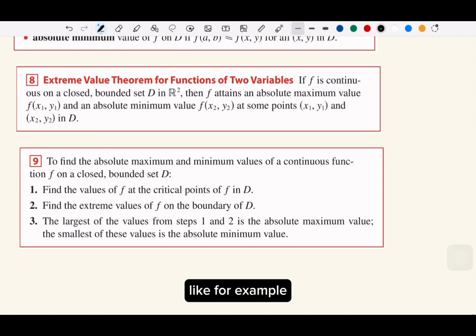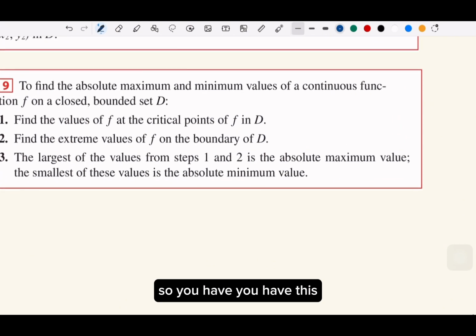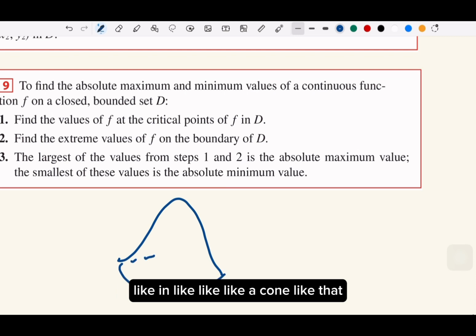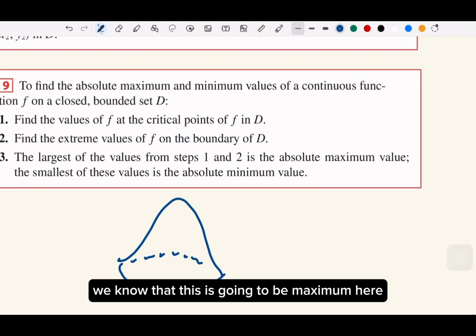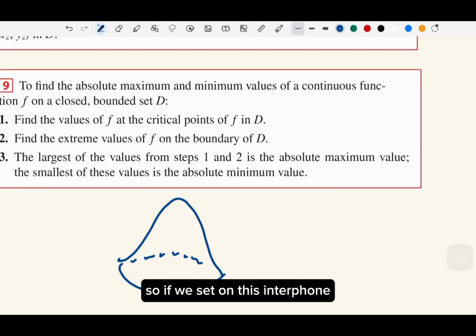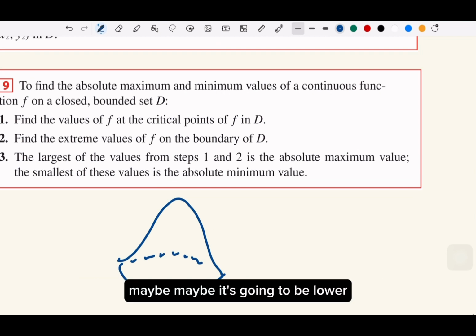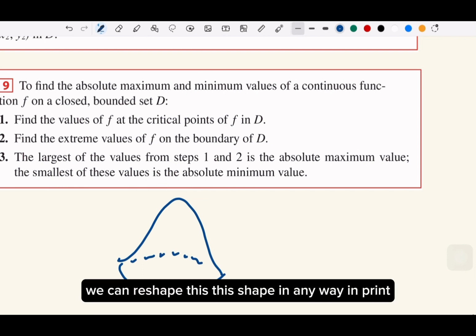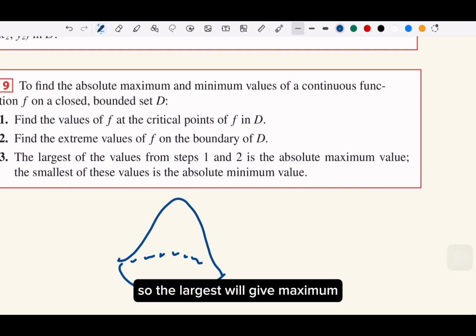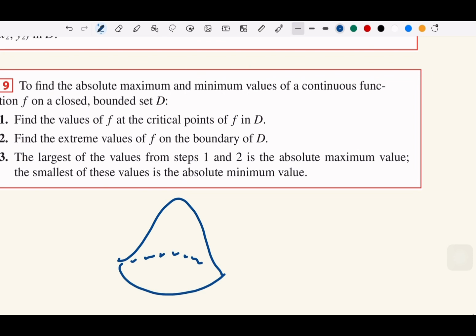So, for example, you have a cone like that. We know that this is going to be the maximum here. So if we set this interval, we need to check all this stuff around the interval. And if we find that they are the minimum, then we can say within this interval, this will be the absolute maximum, and maybe this will be the minimum. Maybe it's going to be lower, because we can reshape this shape in any way, right? So the largest will be the absolute maximum, and the smallest will be the absolute minimum. So basically the same as the previous one, but you need to check the points on the interval, the points in the boundary.